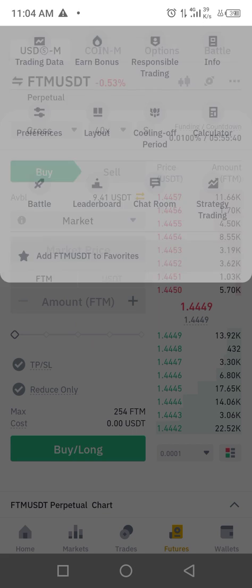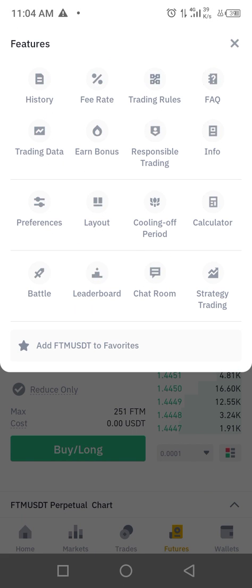Here in this 3-dot system, you can check for your trading history. You can see the fees. There are small fees that we are charged when we trade futures. You see the fees here. You understand? And we have also a calculator. Before you enter the trade, you can calculate your gain. Do you understand?